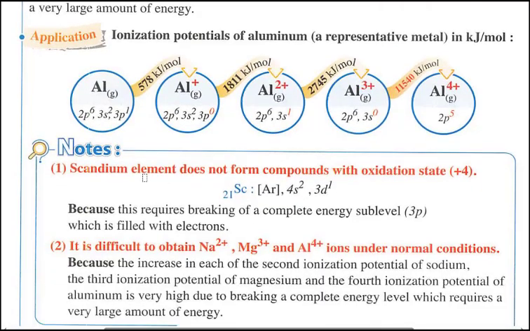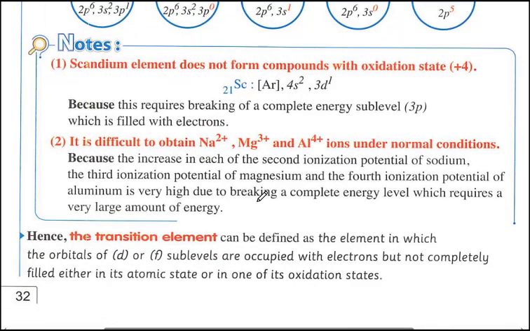The same is true of the third ionization potential of magnesium and the fourth ionization potential of aluminum. So here the scandium element does not form compounds with +4, as its electron configuration is argon 4s2 3d1. There are 3 electrons, 2 in the 4s and 1 in the 3d, so we can remove them and acquire +3 scandium. For +4, we have to break a completely filled shell, which is 3p, which requires very, very high energy. It cannot happen in normal conditions.